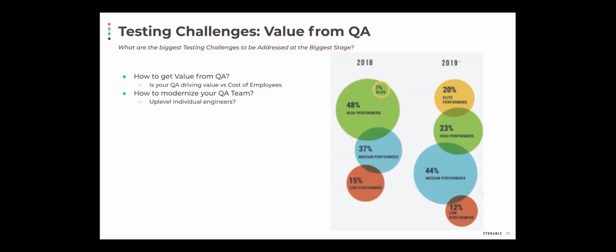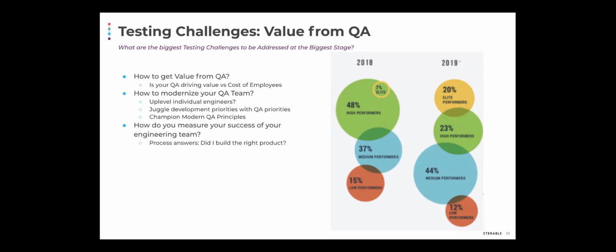So how do you invest in up-leveling your individual engineers? How do you juggle development priorities with QA priorities? How do you champion modern QA principles? And even measuring the success of your engineering team is very difficult. You need to answer process questions.